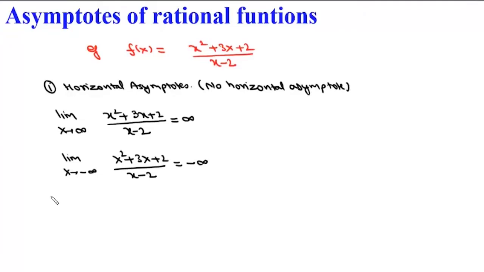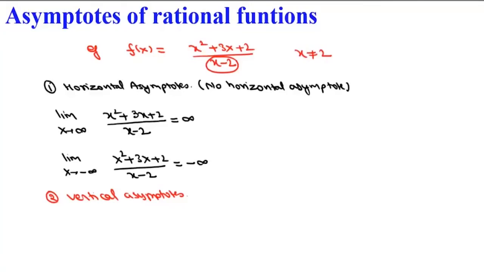Now we look at its vertical asymptotes. For this function, we have x minus 2 in the denominator, which simply means that when x is equal to 2, this function is not defined. So it is not defined at x equal to 2.